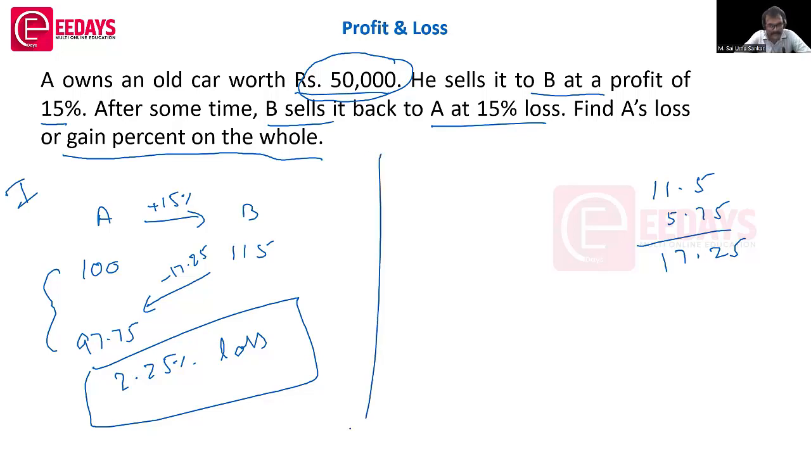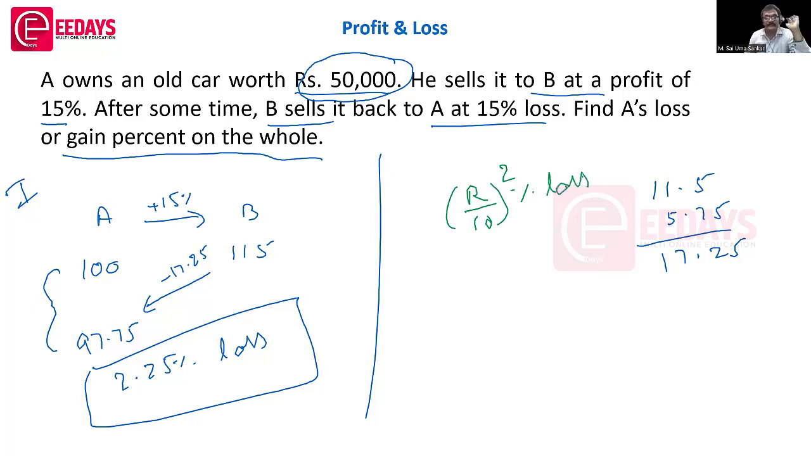This is method 1. What is method 2? See, on this article, if a person gets R% profit and that person gets R% loss, then what is the net effect? (R by 10) whole square percent loss.